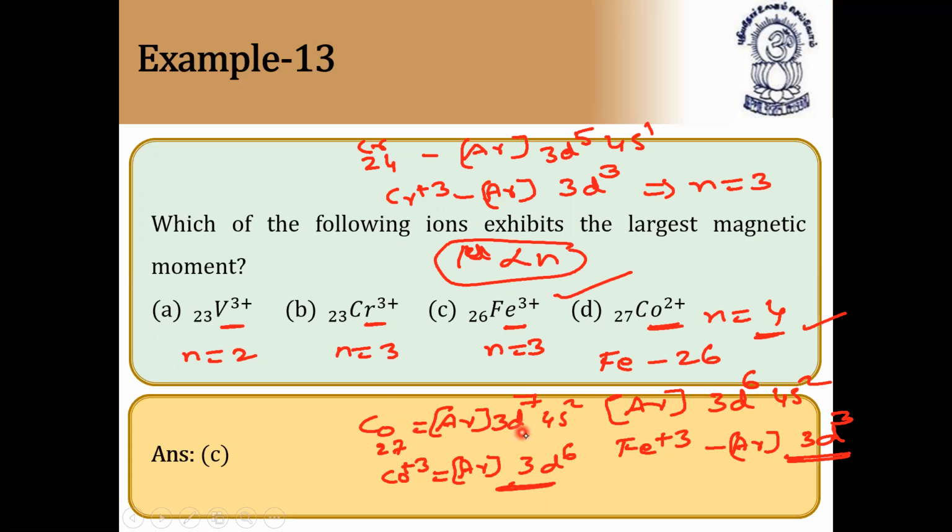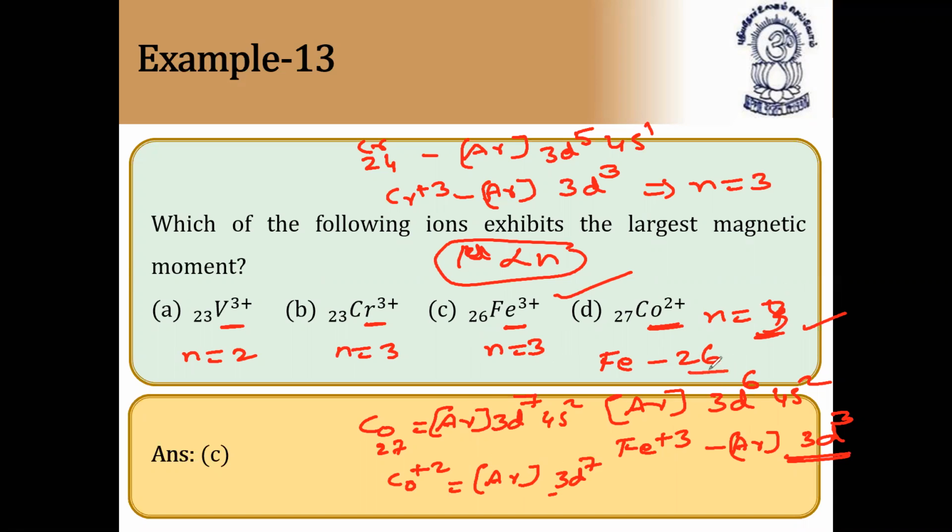Cobalt 27, 3d7, 4s2. So cobalt 2+, so 3d7, only 3. Sorry, here it is. I thought it is 5. Actually, I have taken cobalt 3+. I should take cobalt 2+. So cobalt 2+, if we take into consideration, argon 3d7. So n is equal to 3. And Fe 3+, somewhere we have made a mistake here.